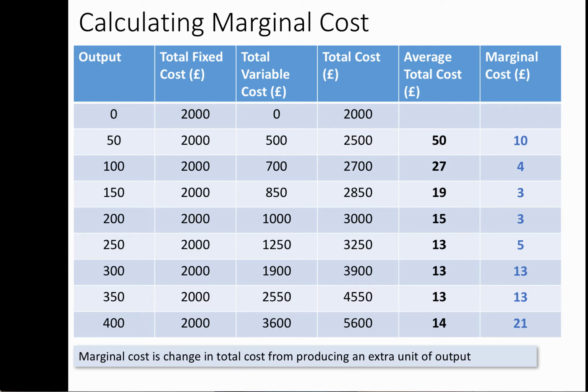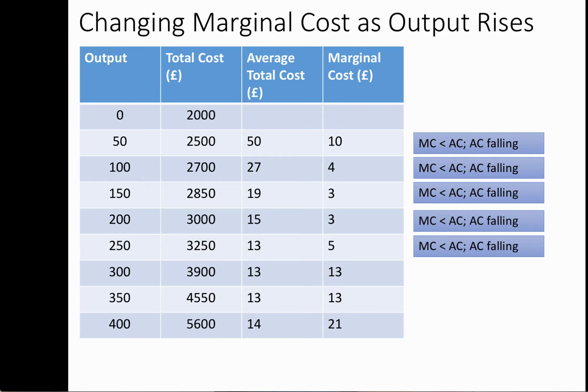Now marginal cost can be calculated from the change in total cost from producing an extra unit of output, and that's shown here in column 6. Keep in mind that column 1 shows that output is rising in units of 50, so we have to divide the change in total cost, which is column 4, by 50 each time to get the marginal cost of production. And marginal cost in our example falls from 10 to 4 to 3 and then starts to rise again, finishing up at 21. Now the key relationship to understand is that between average and marginal.